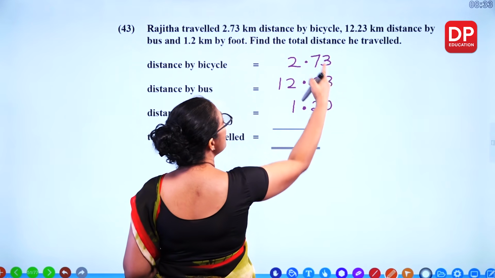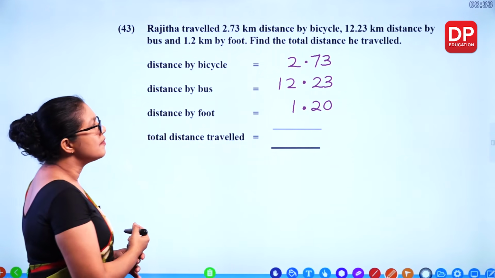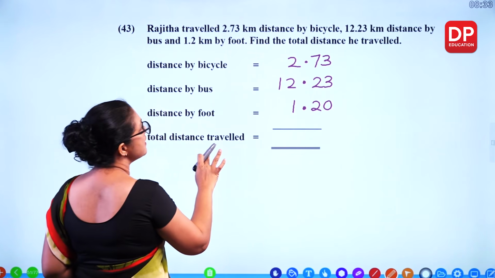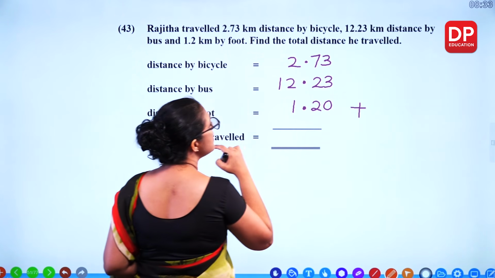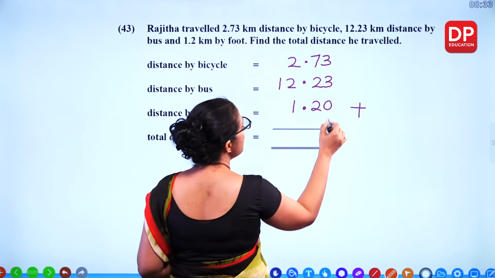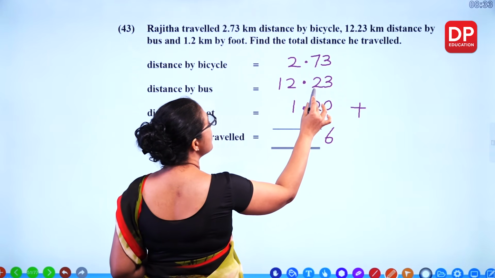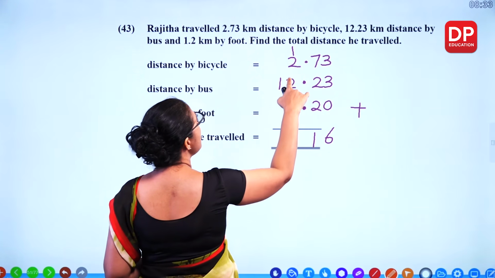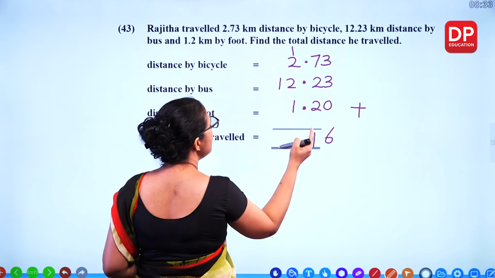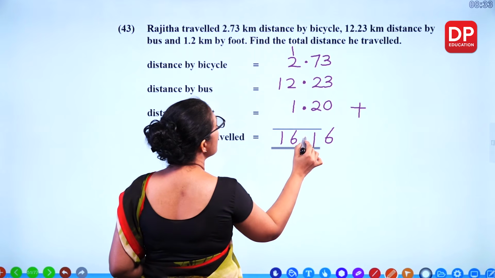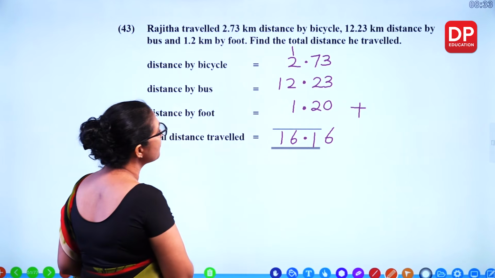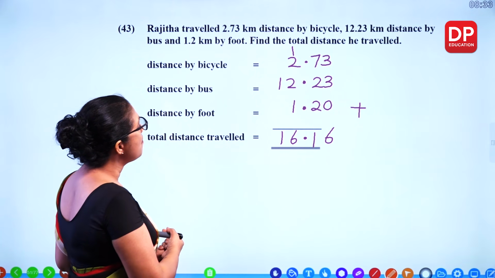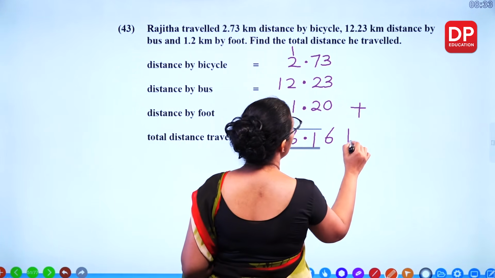We can put a 0 because in the hundredths place, there's no number. Now, total distance means we need to add all these. 3 plus 3, 6. 7 plus 2, 9. 9 plus 2, 11. And take 1 here. 3 plus 2, 5. 5 plus 1, 6. So 1 there. So what's the answer? Total distance is 16.16 kilometers.